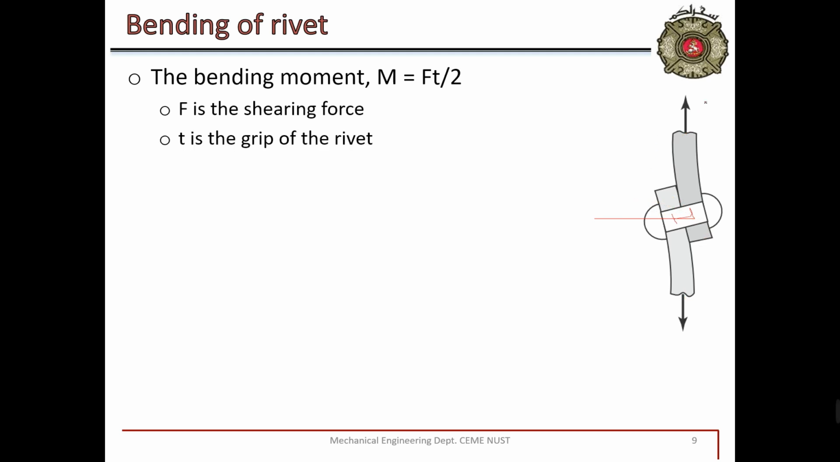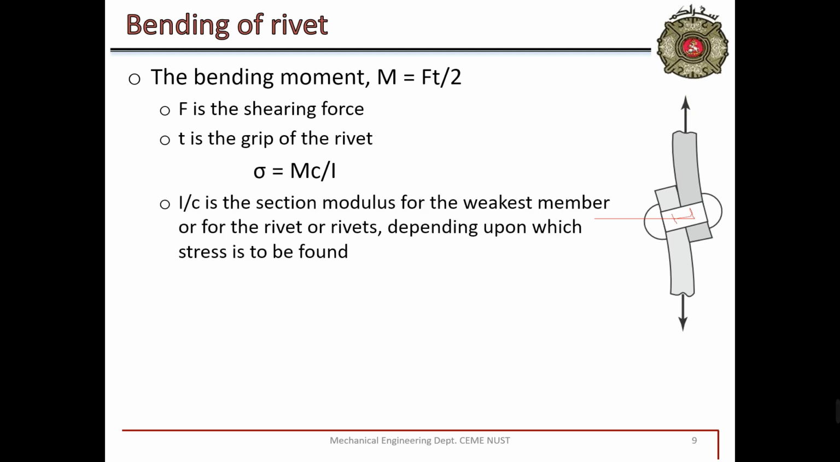F is the force which is applied on the rivet. If you need to calculate, we can calculate sigma, which is equal to MC by I, or M divided by I by C. I by C is a dimensional property, a geometric property. It does not depend on the material. So I by C is the section modulus of the weakest member.